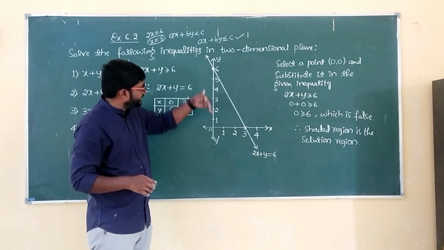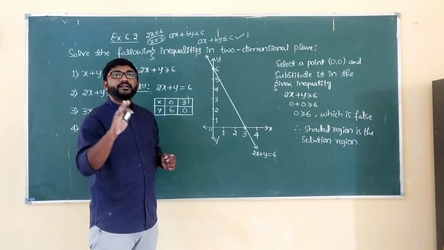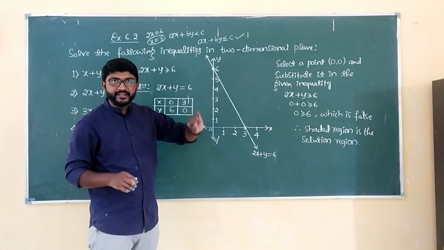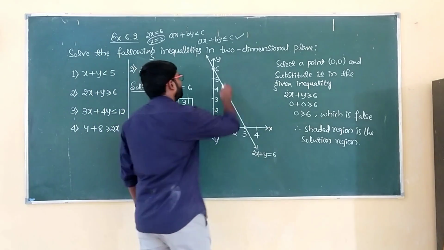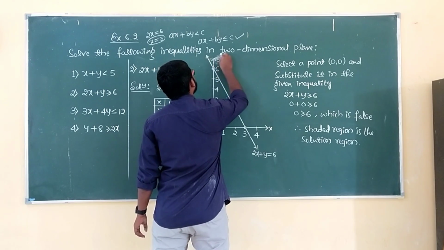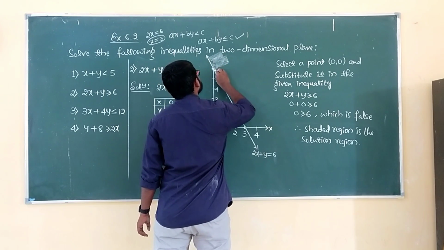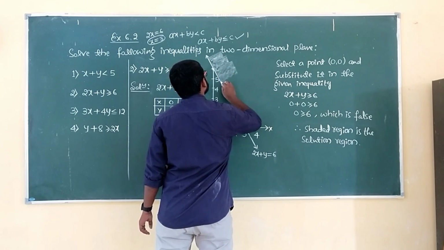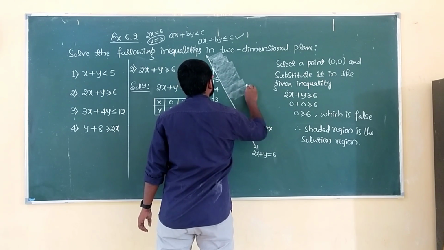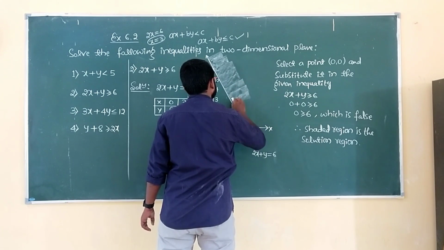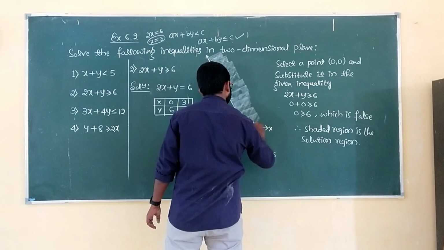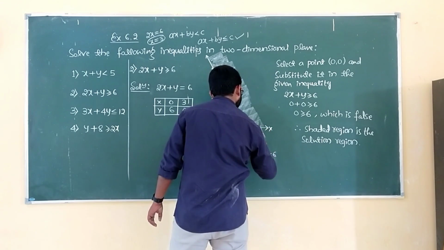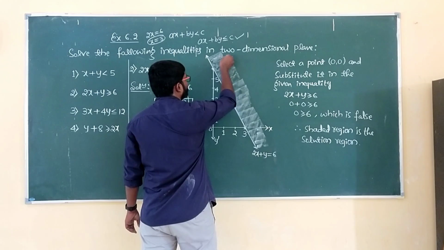That is why I have shaded the region towards the origin. Now here the condition has been failed. That means we have to shade the region away from the origin. So this is going to be away from the origin, this region. So this will be the solution region.